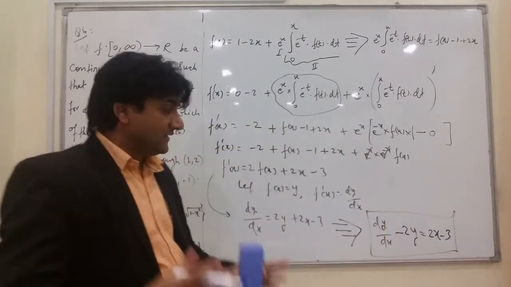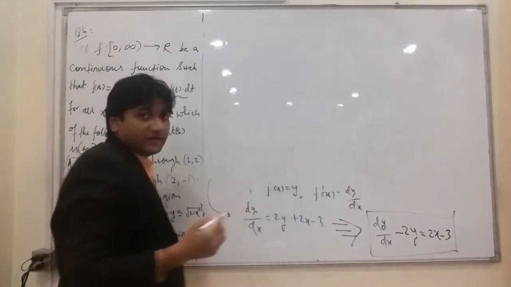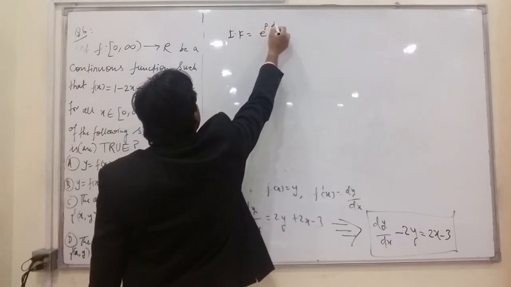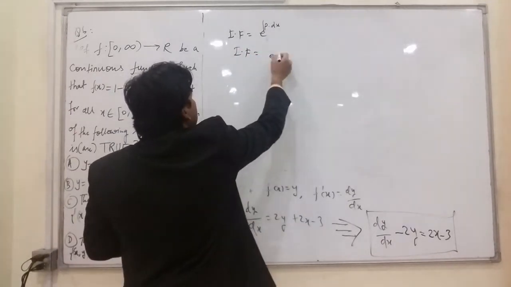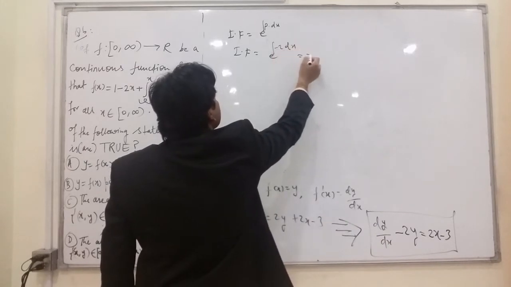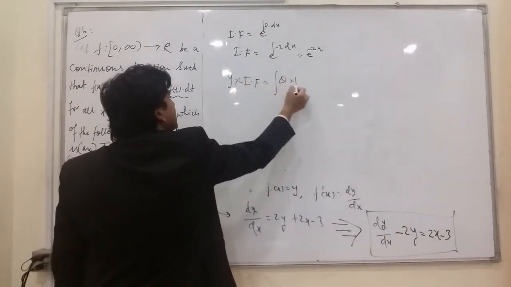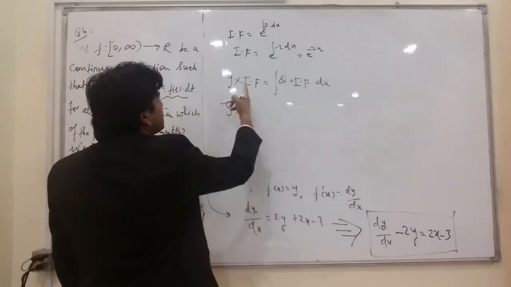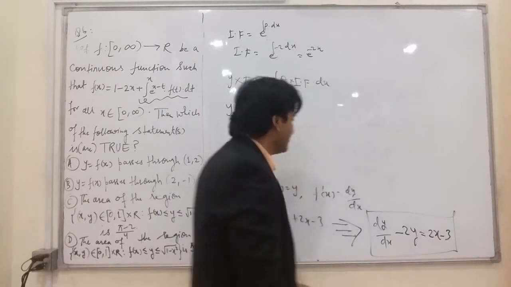So this is a linear differential equation, and we know how to solve a linear differential equation. Here we need to find the integrating factor. The integrating factor is e raised to the integral of p dx. Over here, p is minus 2, so the integral of minus 2 dx gives e raised to minus 2x. And the answer is y times the integrating factor equals the integral of q times the integrating factor dx. So now y times the integrating factor, e raised to minus 2x, and q is this 2x minus 3. This is q.